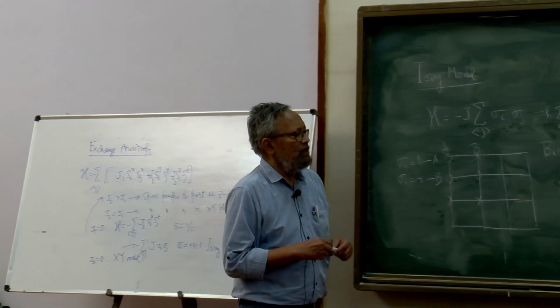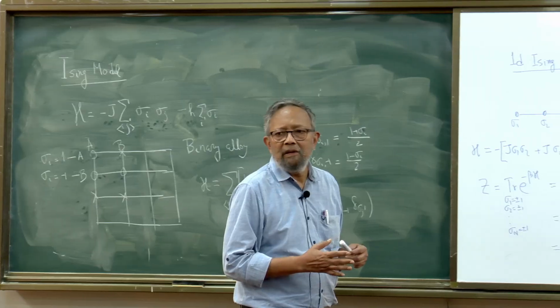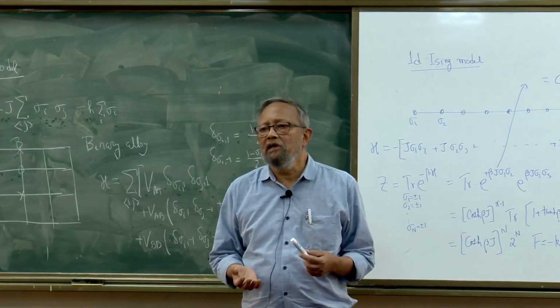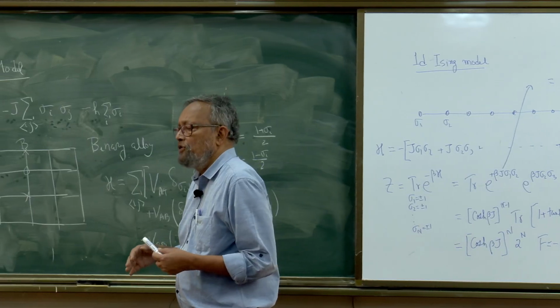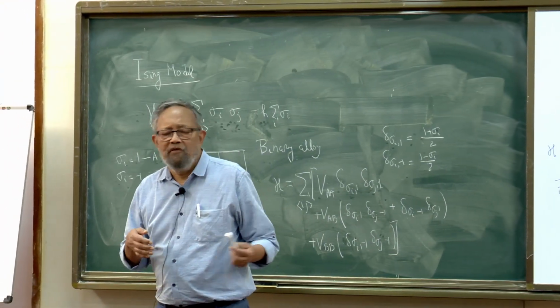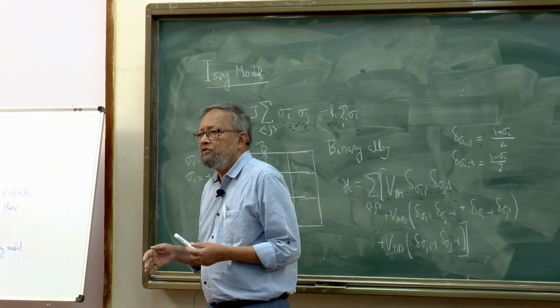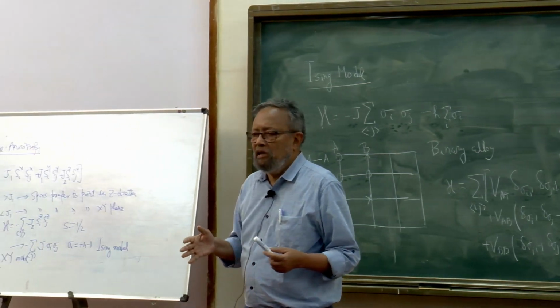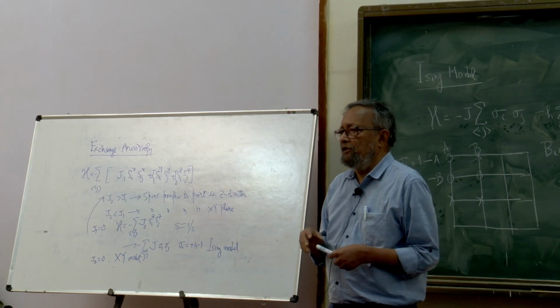It doesn't exhibit any phase transition in the sense that it's always paramagnetic. The average magnetization is always equal to 0. And however low a temperature you go to, it remains 0. And all the other physical properties like internal energy, specific heat, etc., are very smooth functions of temperature, and there is no point where things show singularity.